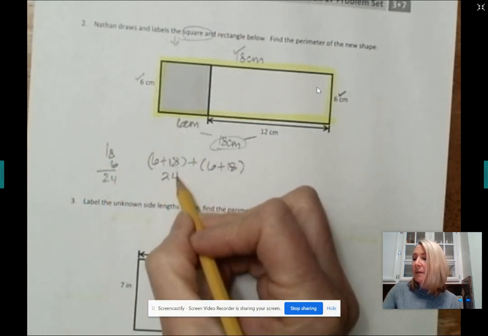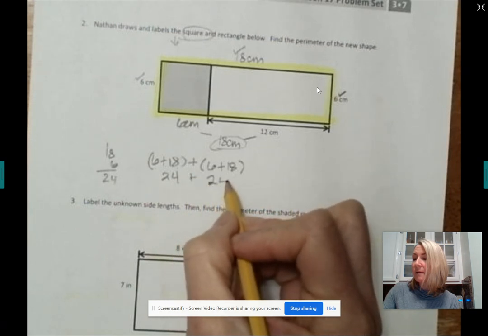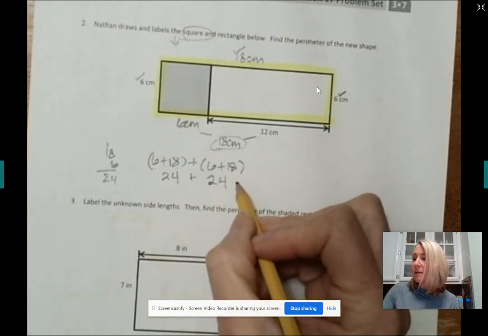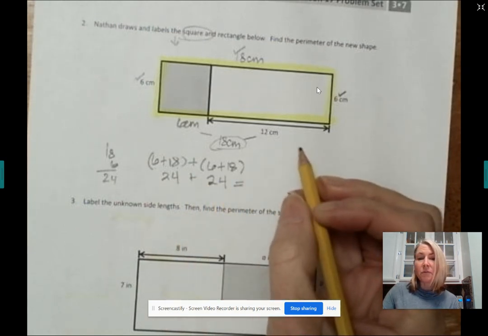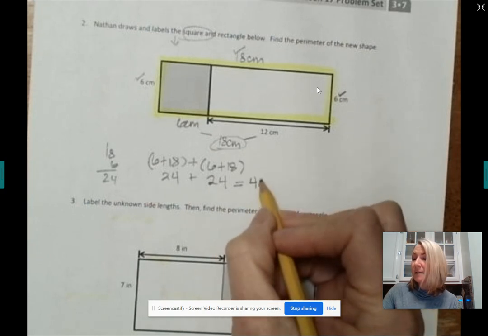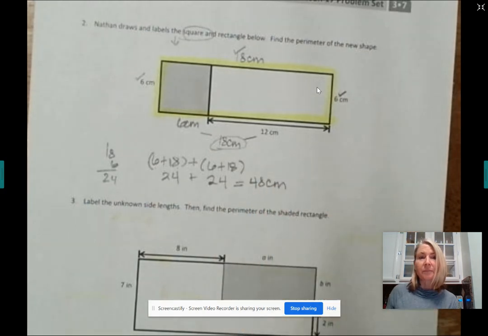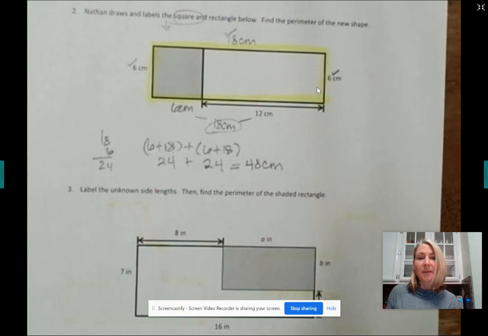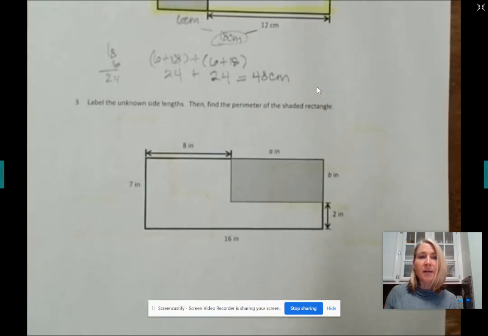So I have 24 here plus 24 here. There's the doubling, right? And 24 plus 24 is 48 centimeters. That's the perimeter. Okay, last one.